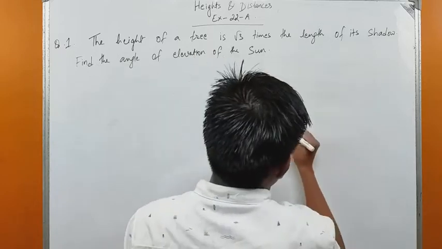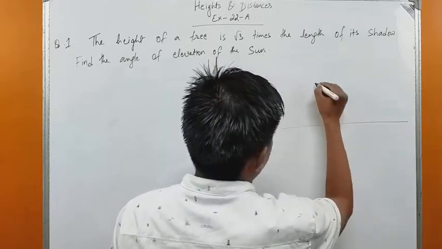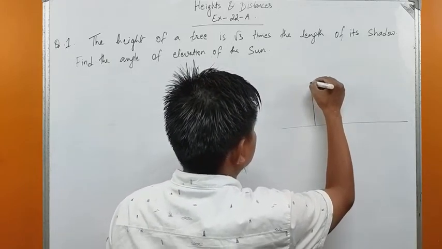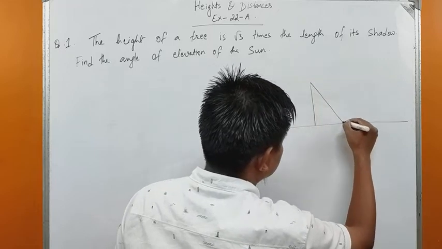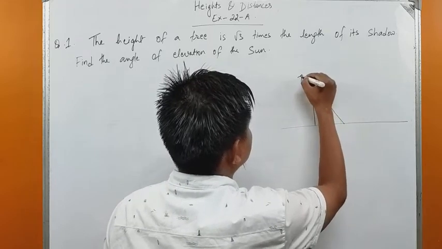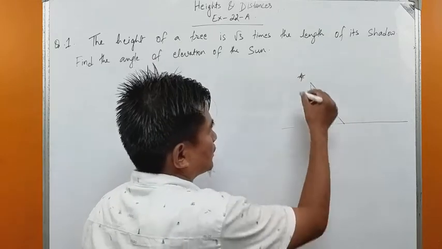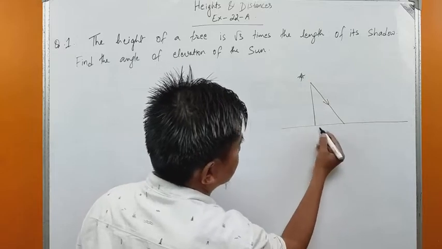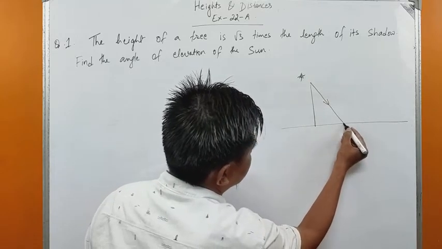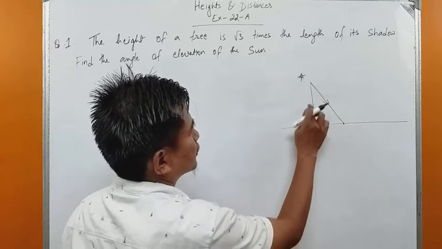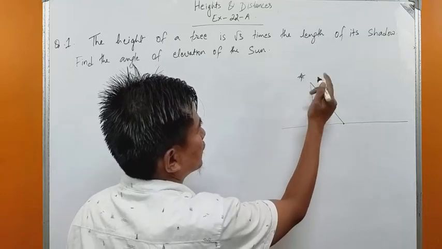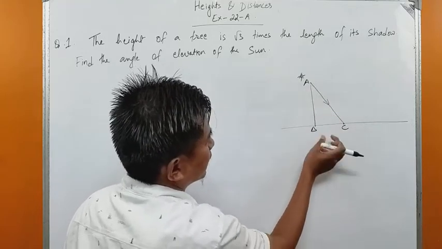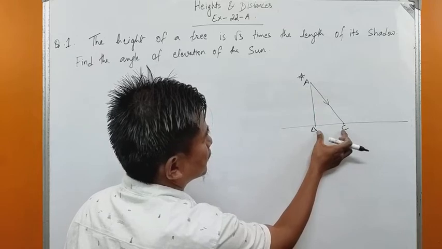The height of a tree. So this is the ground, this is a tree, and the sun is here. You don't have to draw the sun, and due to the sun, the shadow is made here. This is the length of the shadow of the tree. Suppose this is A, this is B, this is C. AB is the tree and BC is the shadow of the tree.